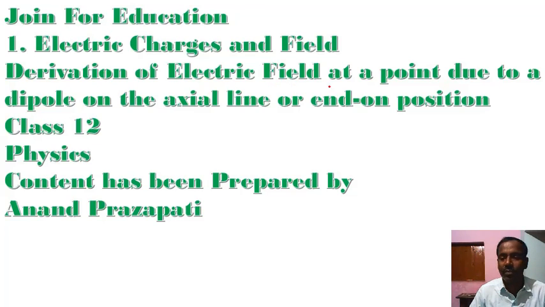Derivation of electric field at a point due to a dipole on the axial line or end-on position. Axial line is also known as the end-on position. Class 12. This topic is taken from physics. Let's begin the class.